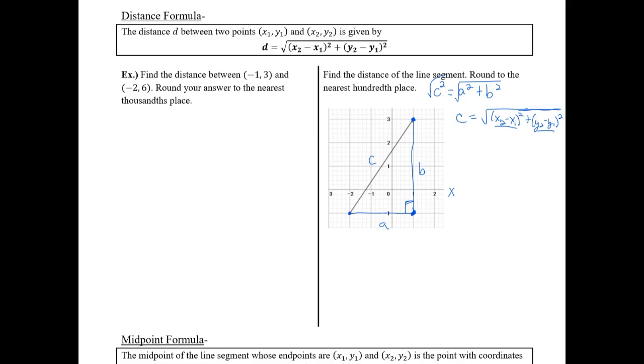Now we're going to use that formula, which is something that you will have to memorize for a quiz or a test or the final. And we're going to be able to find the distance between any 2 points.